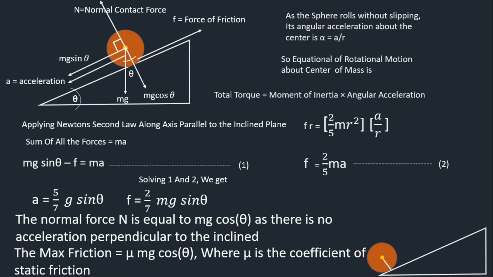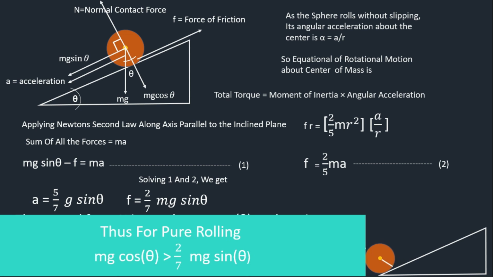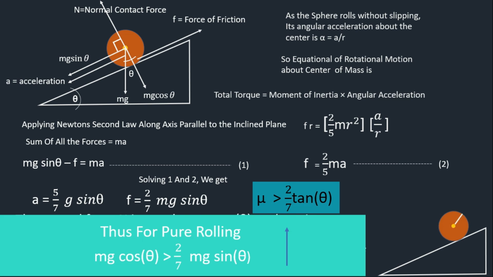What is the force of friction here? 2/7 times m g times sine of theta. So mu times m g times cosine theta must be greater than 2/7 times m g sine theta. If you solve it, you will see that mu is greater than 2/7 times tan theta, because m g cancels out, and sine theta divided by cos theta becomes tan theta. So this is a very important question for rolling motion.